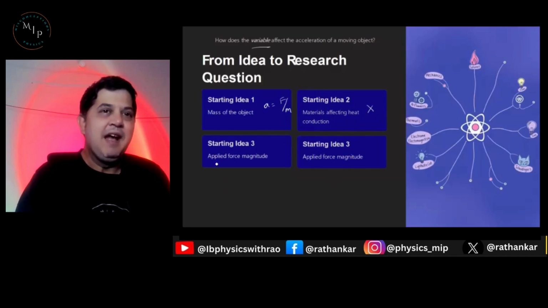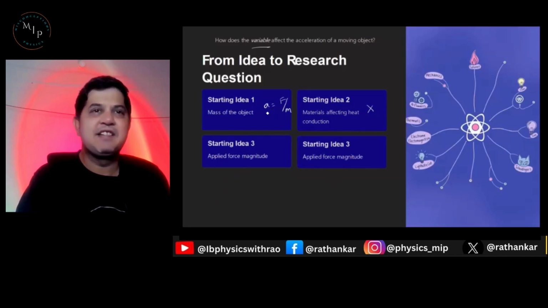Okay, then applied force magnitude. When I increase the force, what will happen? Acceleration will increase. So therefore I can now say acceleration will increase when force increases. So this is a sensible question. This is also a sensible question.